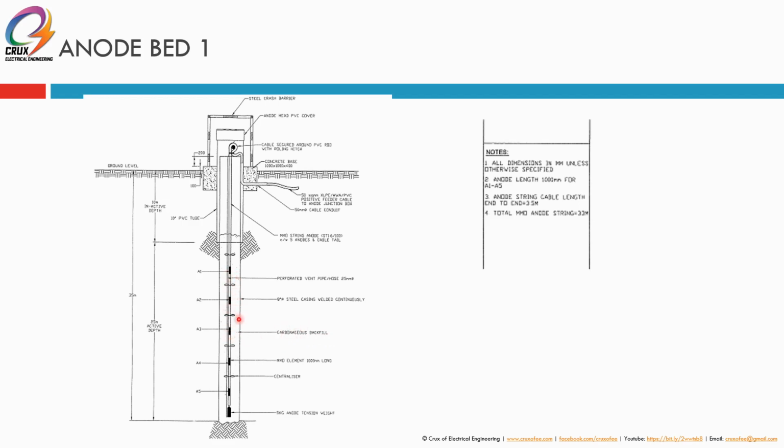This material will assist the interaction, meaning it makes less resistance between the MMO and the earth. Because when there's any corrosion happening on the pipeline, the MMO will interact with the corrosion through the earth. The MMO will corrode so that the cathode is protected. Okay, this is a typical anode bed.